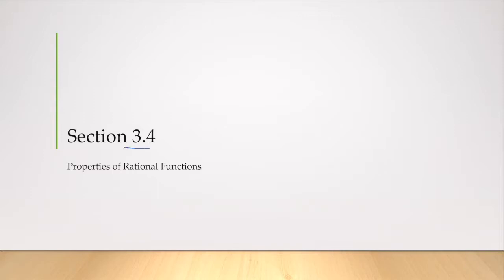Section 3.4 is all about properties of rational functions. Friendly reminder that at the end of this PowerPoint, which is up on Blackboard, I have multiple step-by-step worked examples of how to find asymptotes. That's going to be our key takeaway from Section 3.4.